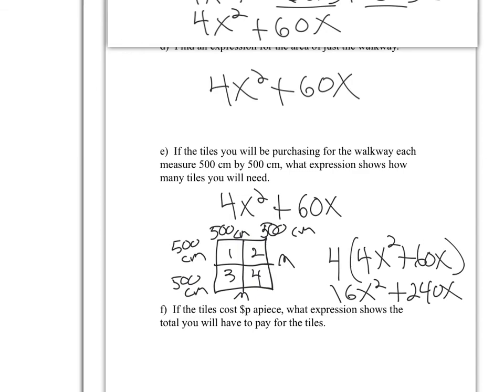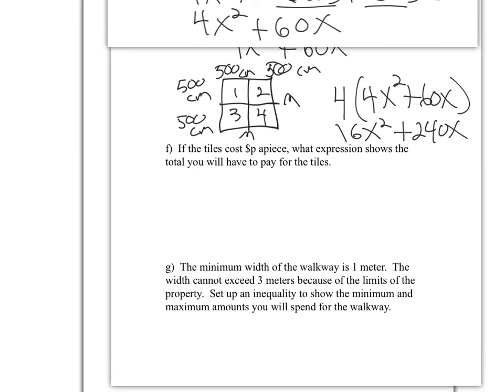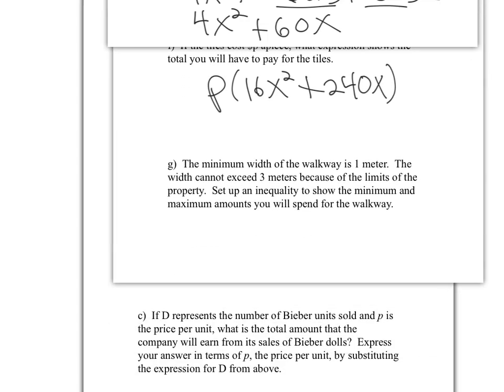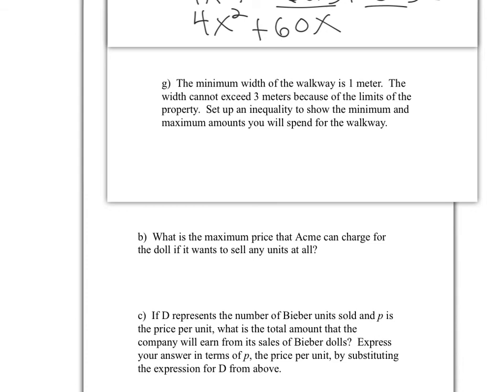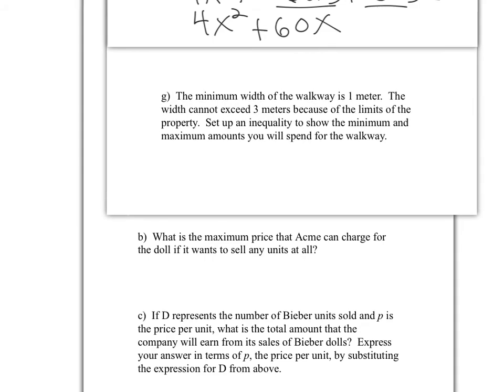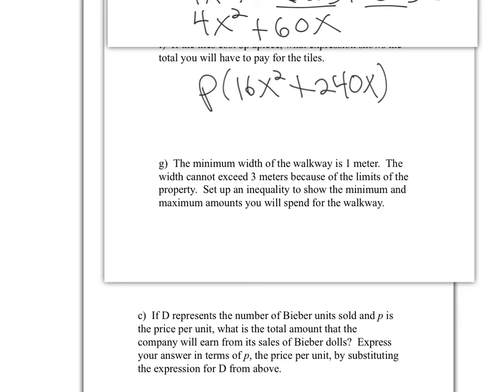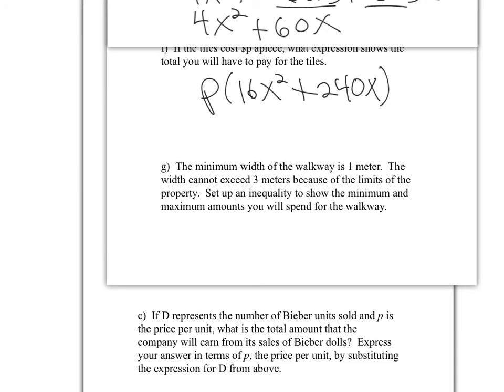All right, so if the tiles cost $P a piece, what expression shows the total we'll have to pay for the tiles? Well, now we have to multiply our cost per tile, P, times our number of tiles, which we said was 16x squared plus 240x. Okay, so now what this is telling us is that the minimum walkway is 1 meter. The width cannot exceed 3 meters. So we want to set up an inequality to show the minimum and maximum amounts that we'll have to spend for the walkway. Well, we know that our walkway cost is given by this expression right here.